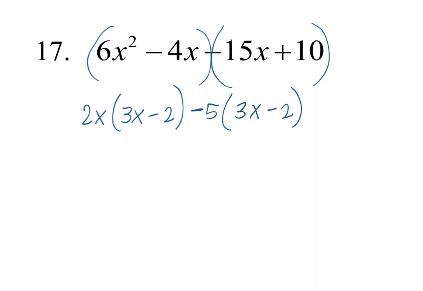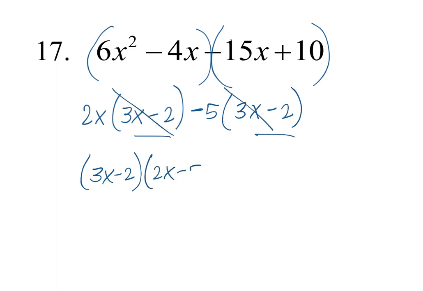So notice, again, what I'm left with is 3x minus 2 on both sides. So that's our GCF. And if you take that out, you're left with 2x minus 5.